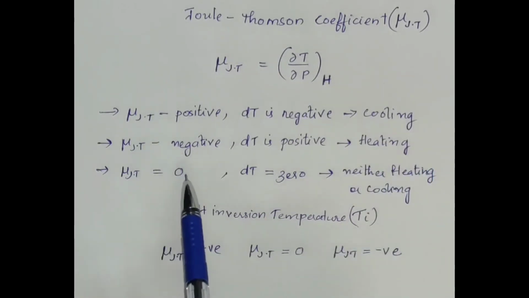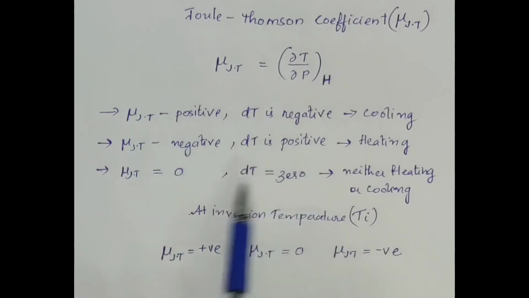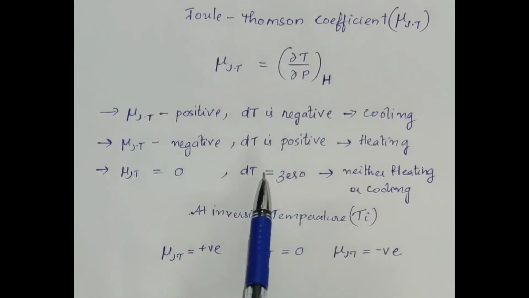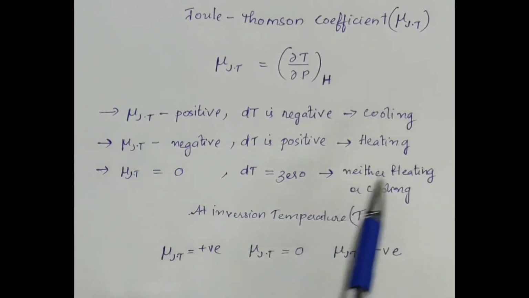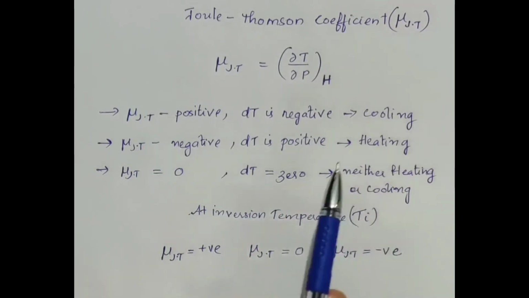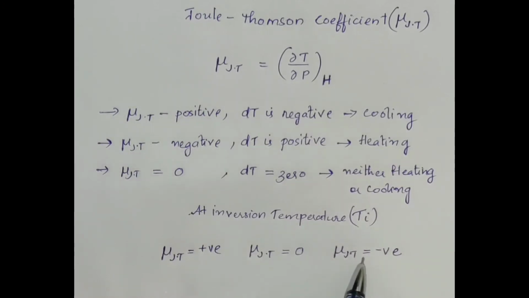If mu Jt is equal to 0, that is, there is no change in temperature for such a process, neither a cooling nor a heating effect is observed. And finally, below the inversion temperature, the gas shows a cooling effect, and above the inversion temperature, the gas shows a heating effect. At the inversion temperature, there is no heating or cooling effect, that is, mu Jt is equal to 0.